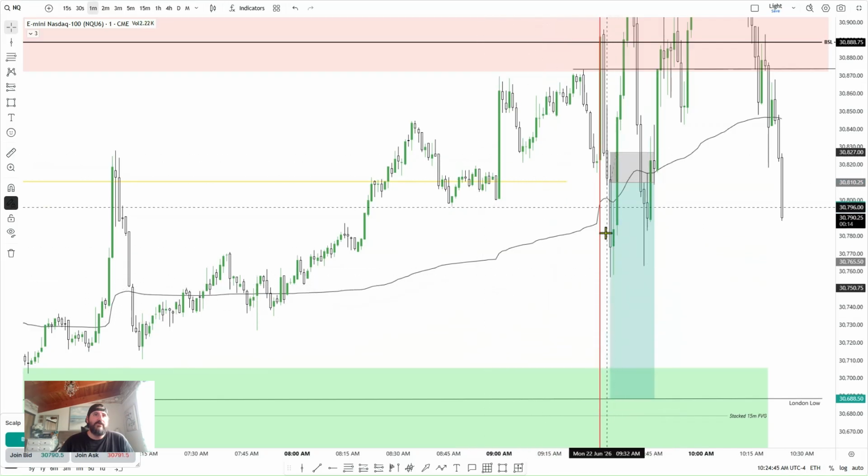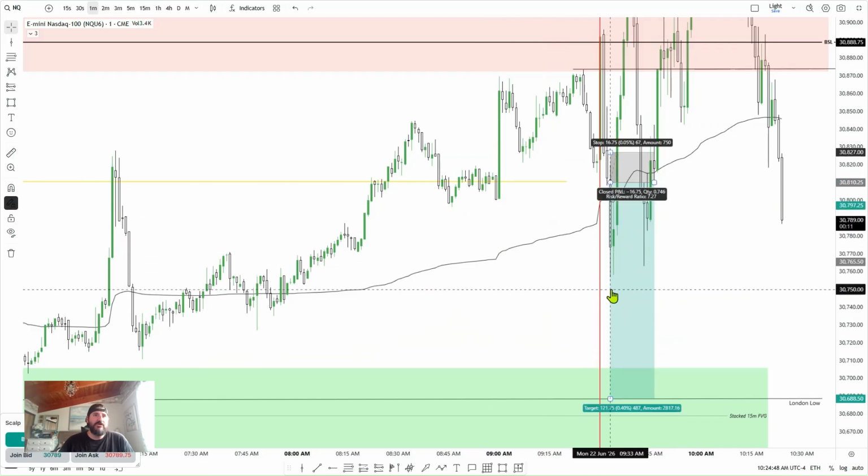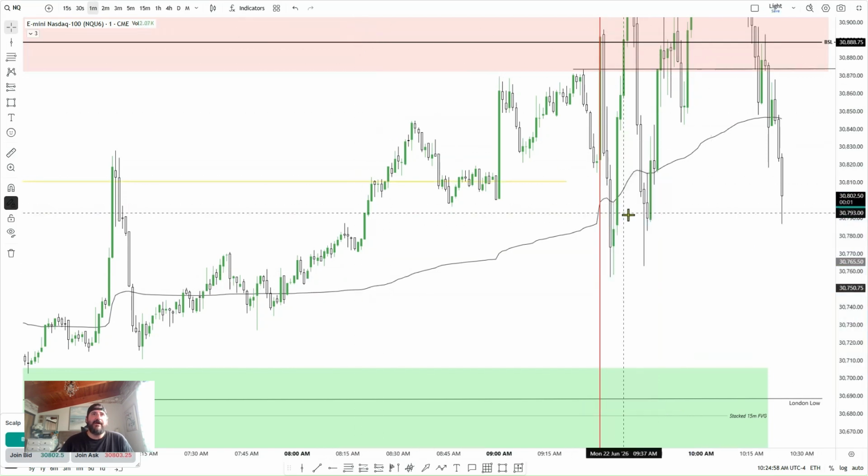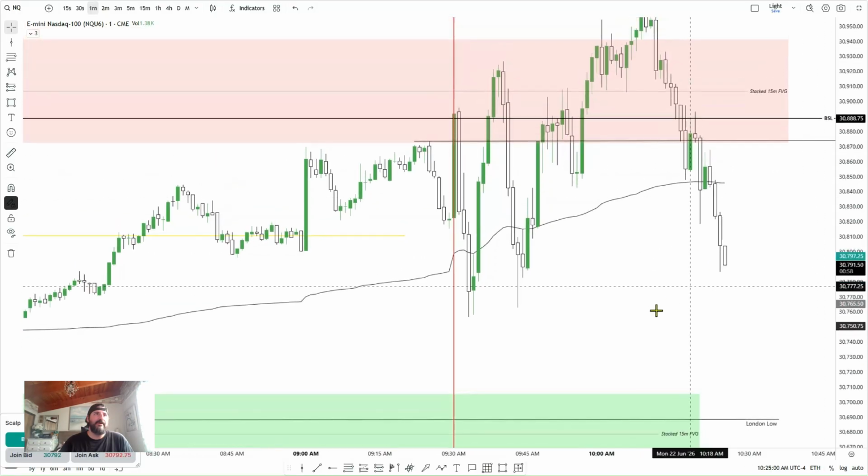So when we were struggling, it almost got down to the POC, the point of control, and it didn't hit it. And when it struggled, I got out, and it was like $1,400. But it was not the best trade on my part. Really, not the best trade.